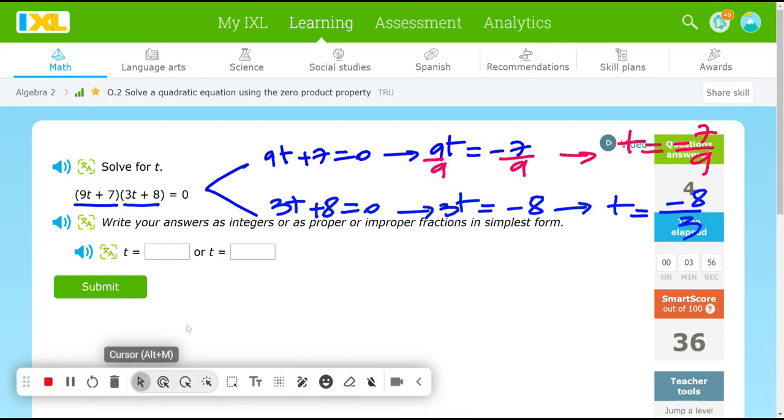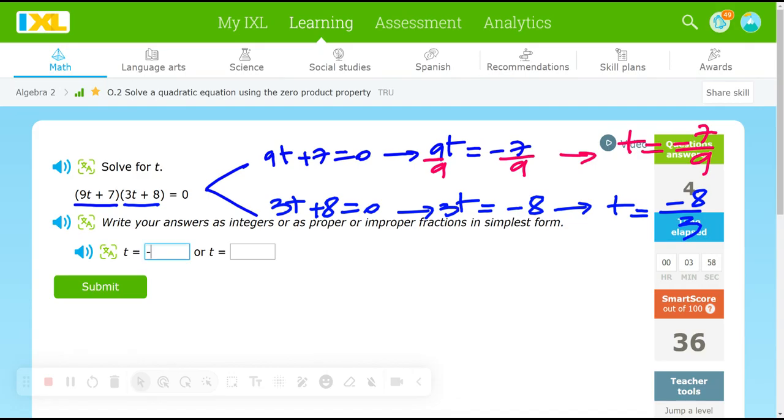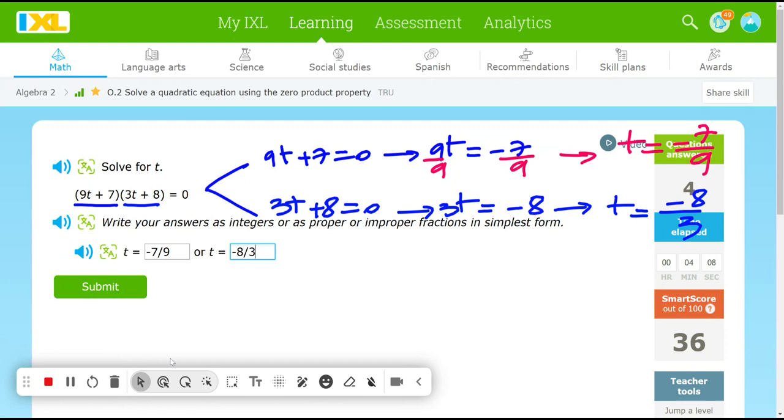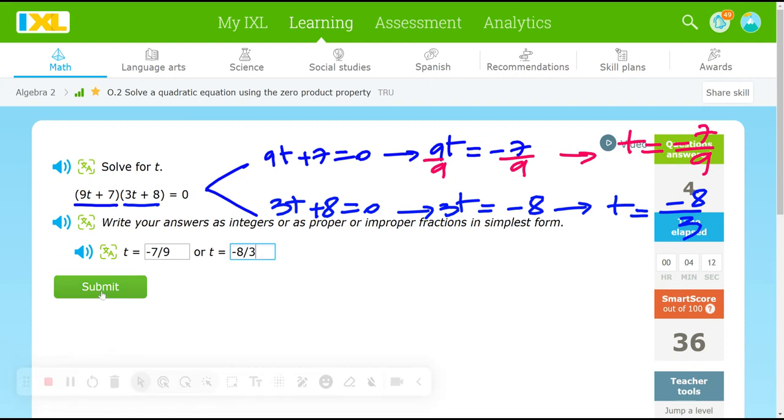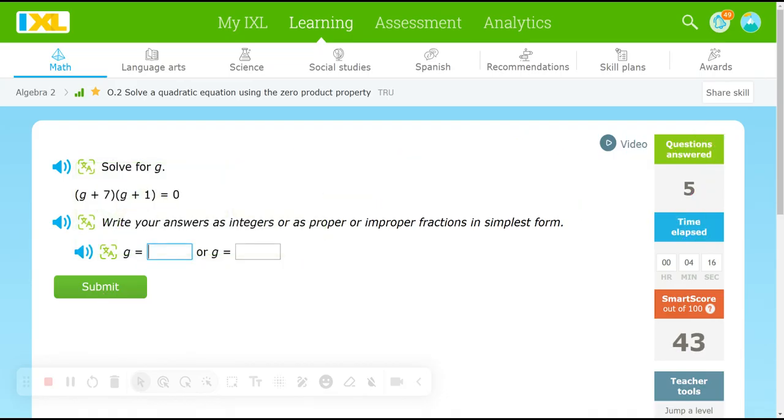Put it down. Negative 7 over 9, and then negative 8 over 3. Make sure you simplify your fraction. So far, these fractions you cannot simplify further, so leave it like that. Voila. Done. So, two solutions over here.